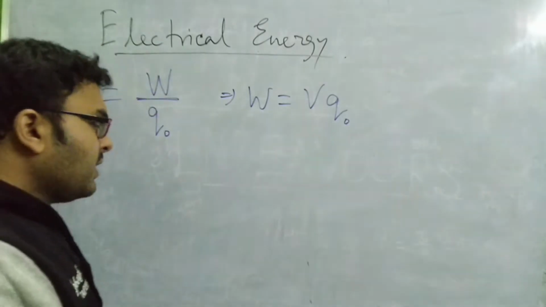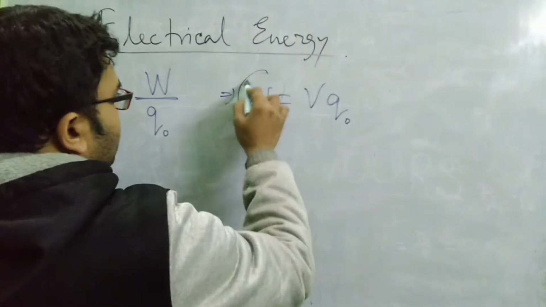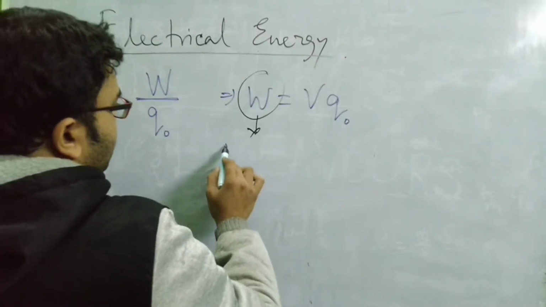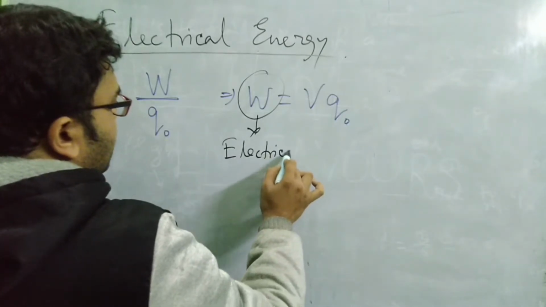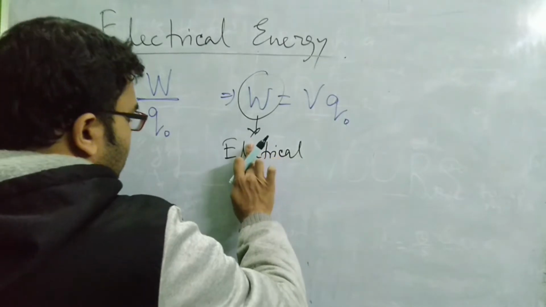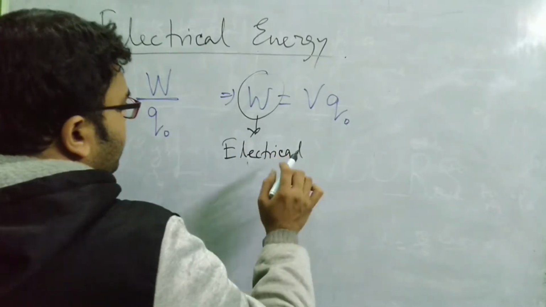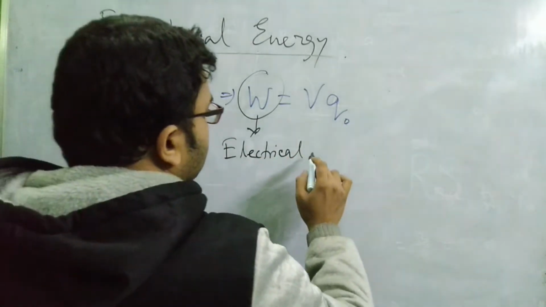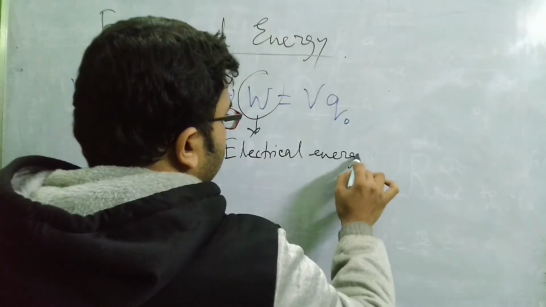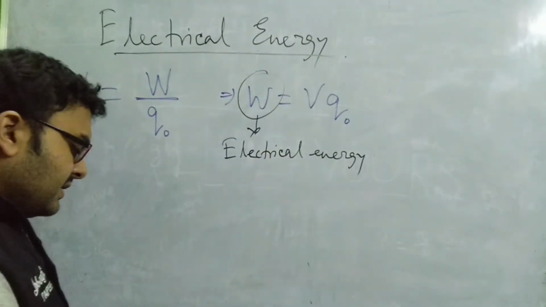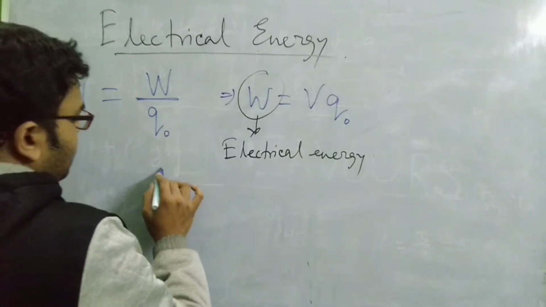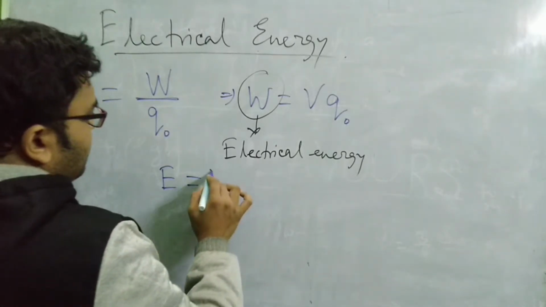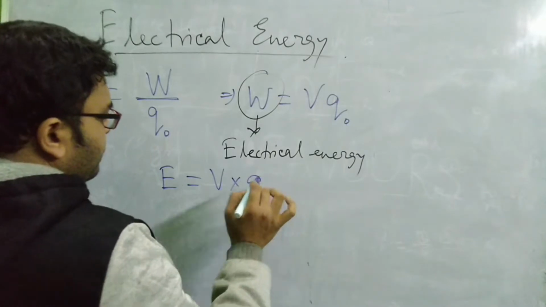So what is this W? Can I say that this W is actually the electrical energy accumulated in a system when some work is done to move the charge, isn't it? This is the electrical energy, isn't it? So I can say that electrical energy E can be taken as V into Q.